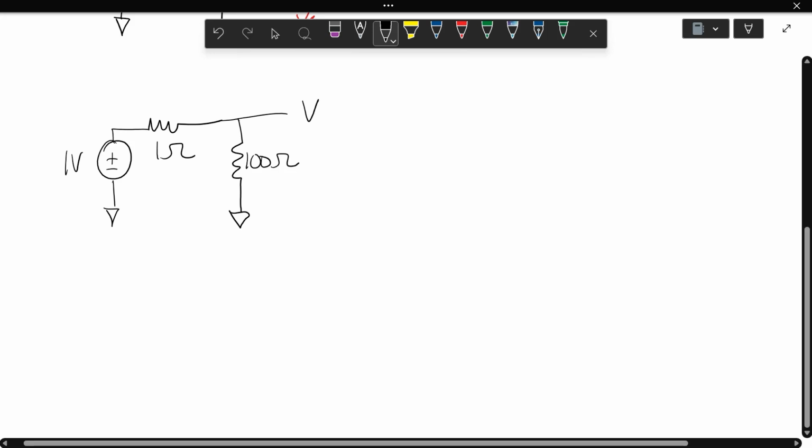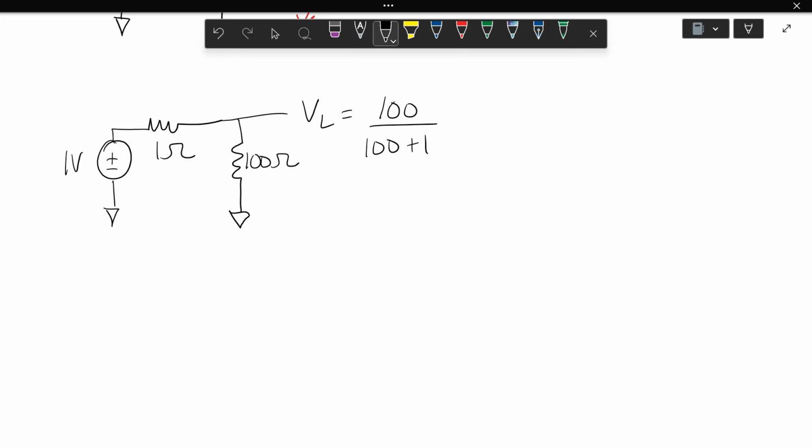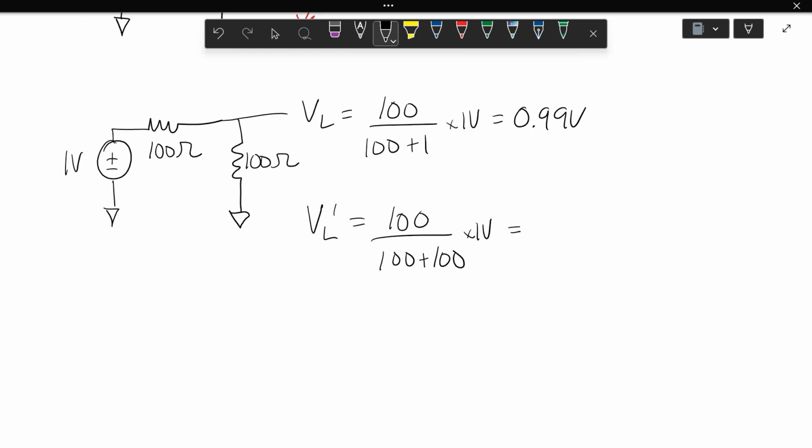So the voltage seen at the load would be 100 divided by 100 plus 1, times 1, which is 0.99 volts. Essentially the same as the original 1 volt DC signal, with just a 10 millivolt drop or just 1% error. What if the internal impedance is now 100 ohms? Plug it into the equation and we get 100 divided by 100 plus 100, times 1, which is 0.5 volts. Now the voltage that the load sees, which we were thinking would be 1 volt, is now just 0.5 volts, half of what we want it to be.